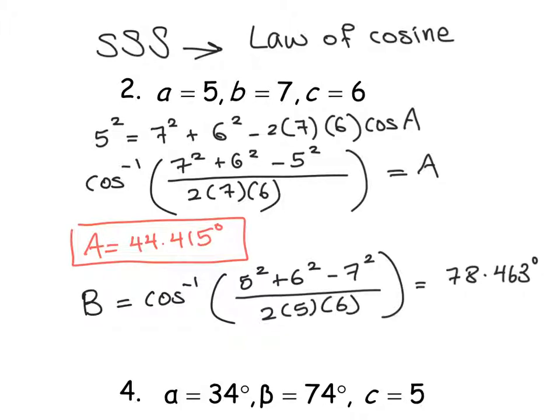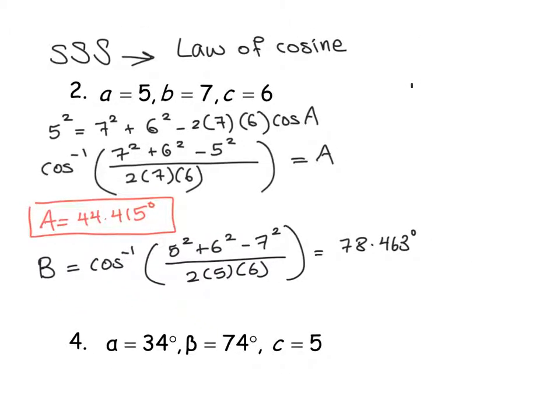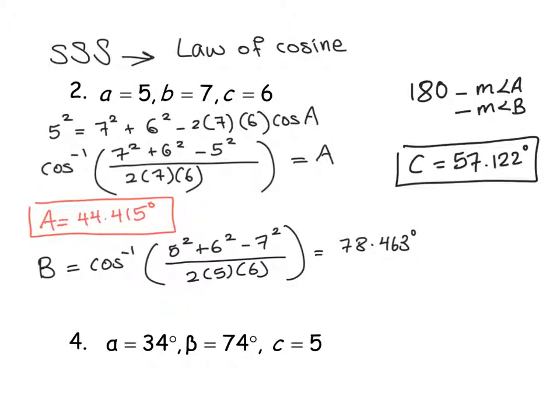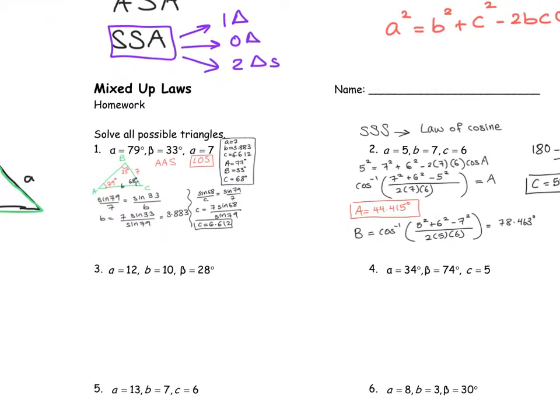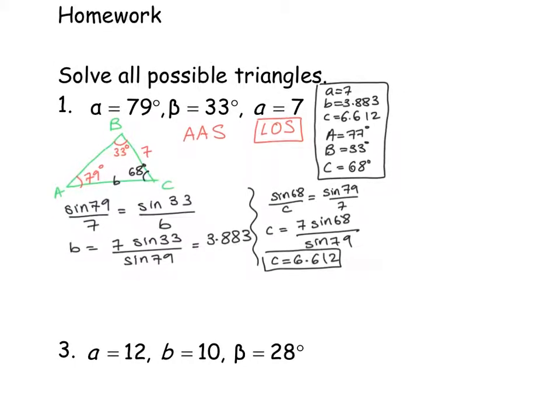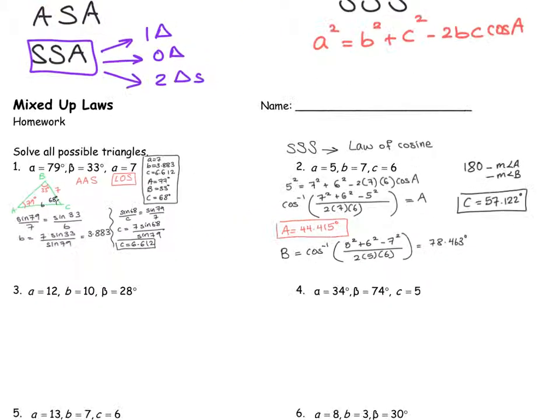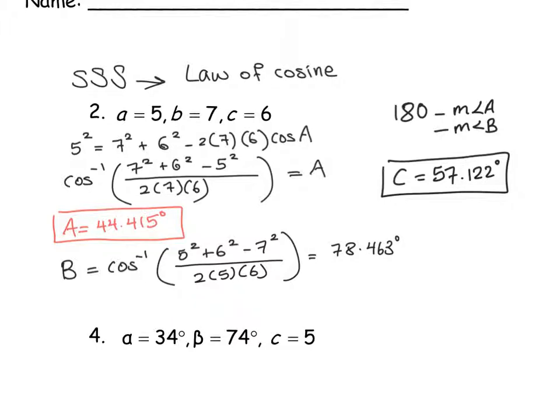Now to find angle C, I simply subtract 180 minus angle A minus measurement of angle B, and that will give me for C 57.122 degrees. So let's see what we have so far. We did number 1, it was AAS, and we used law of sine. We looked at number 2, we saw SSS. So the first thing I need to decide is whether I have a triangle or not before I can use law of cosine, which I did, and I was able to find all 3 angles.